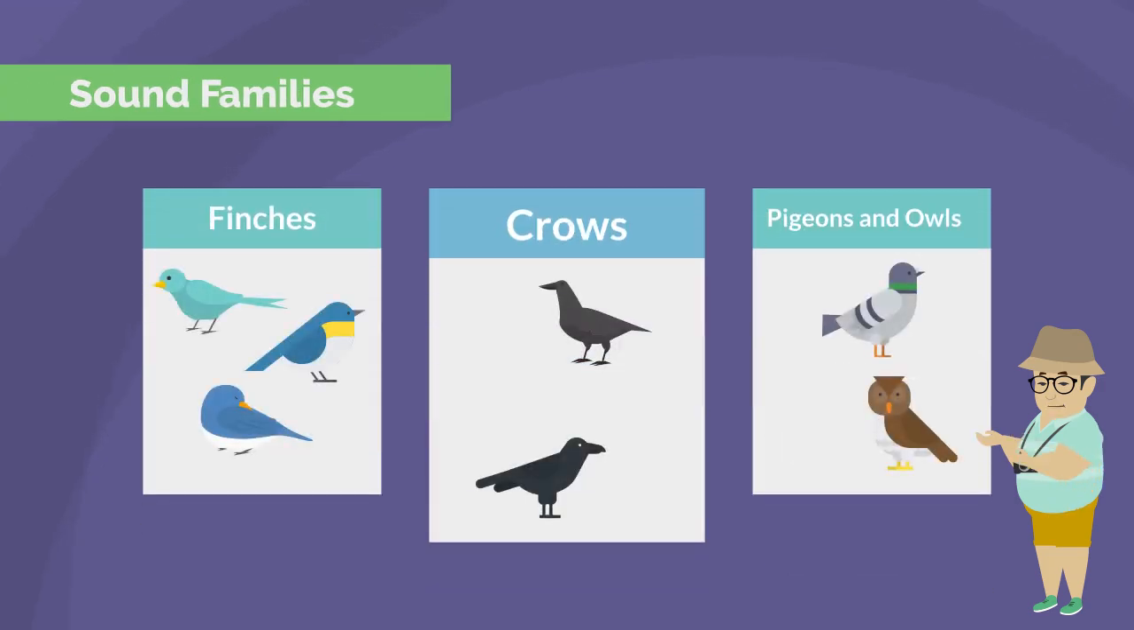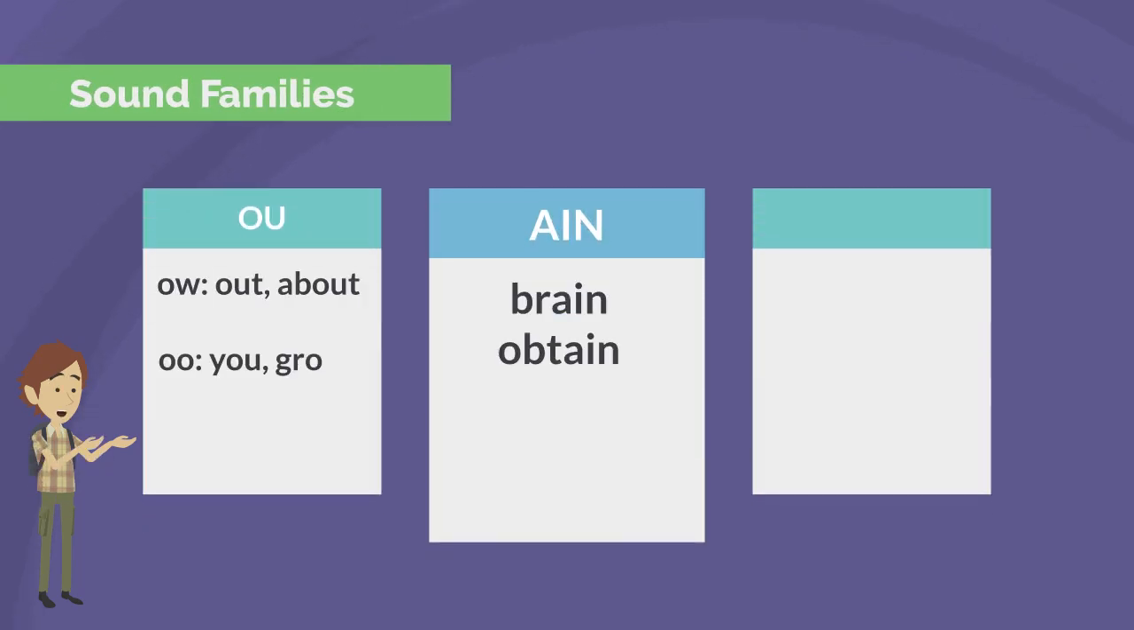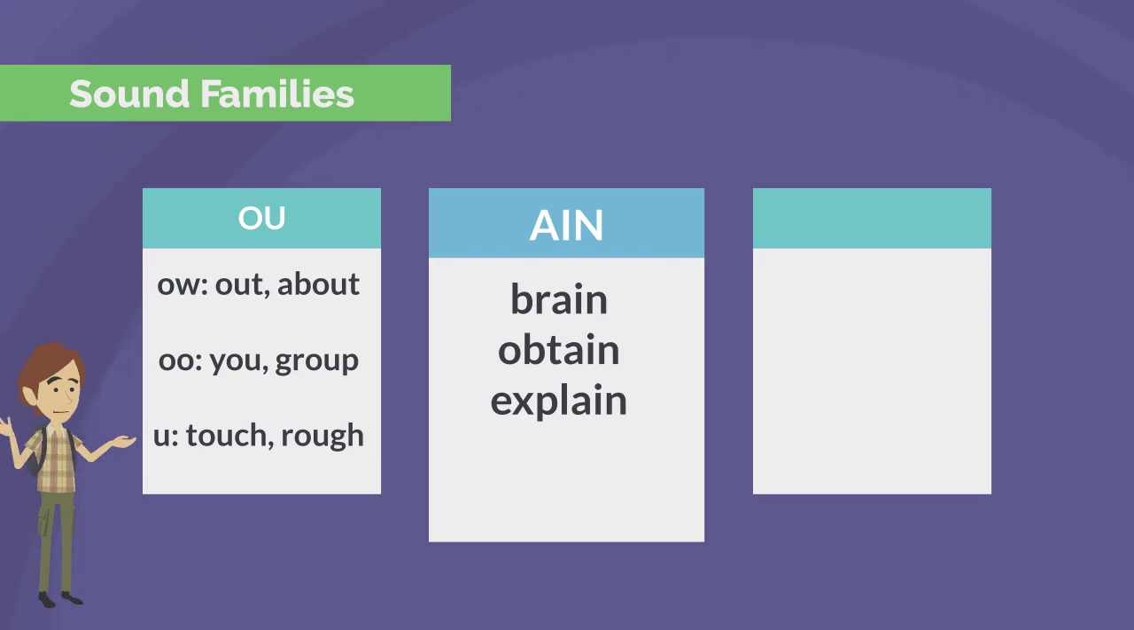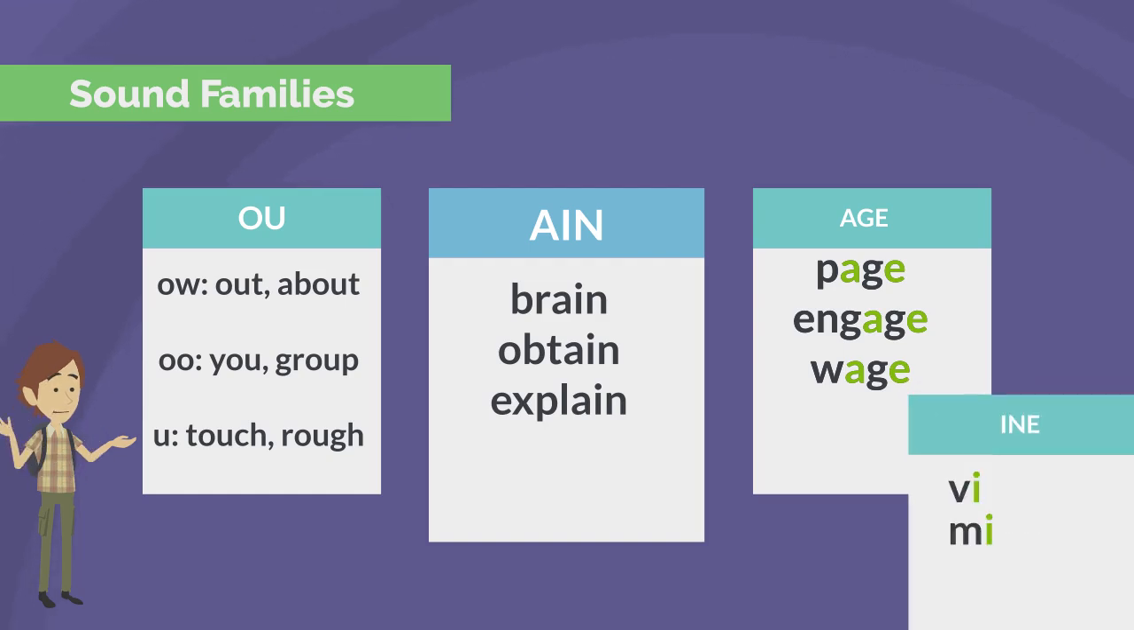Exactly. So we have families of birds that have similar sounds. Yeah, in English, there are some sound families that are tricky. Many of my students get tripped up by the double vowel sounds like AI or OU. "Out" and "about" sound different than "you." Then we have "touch" and "rough," which make a different sound. I ask my content team partners to point out some of these double vowel words and the silent E words. I point out when the word ends in E, the E is silent and it makes the vowel say its name. For example, "page" and "vine."